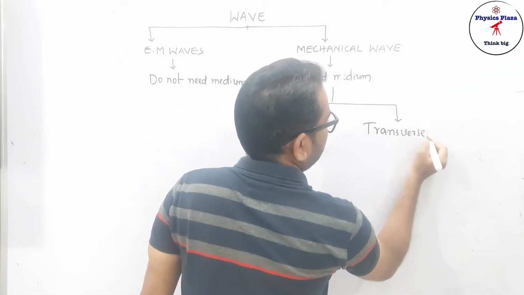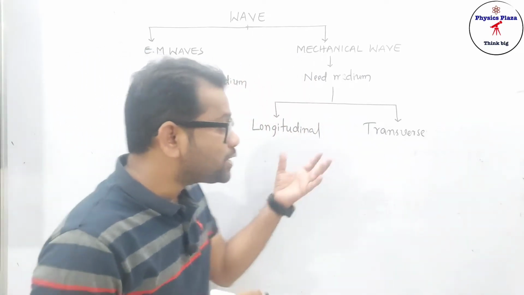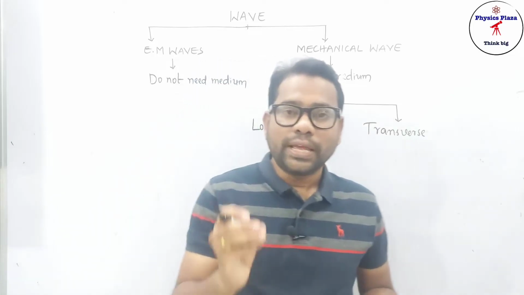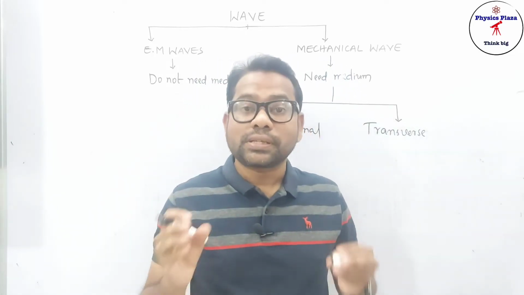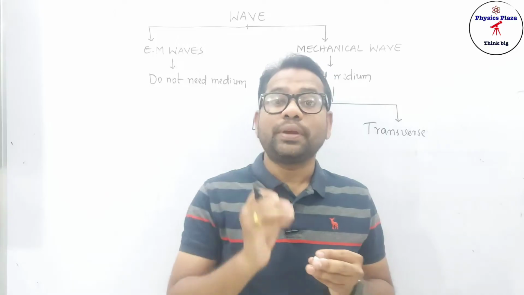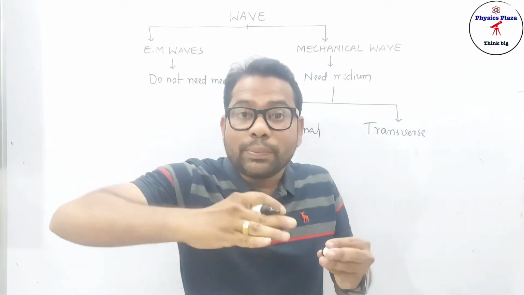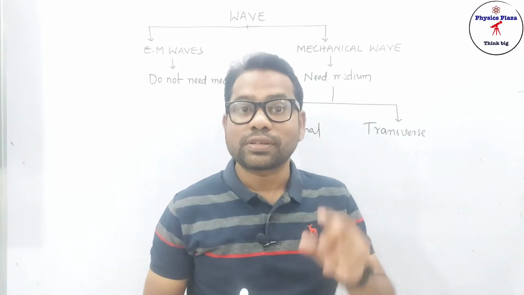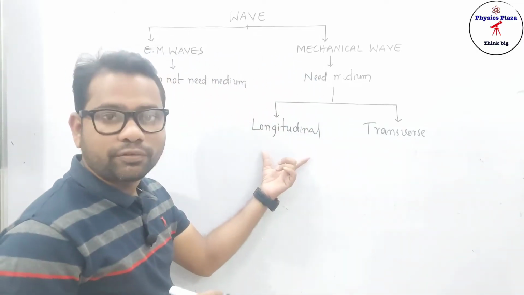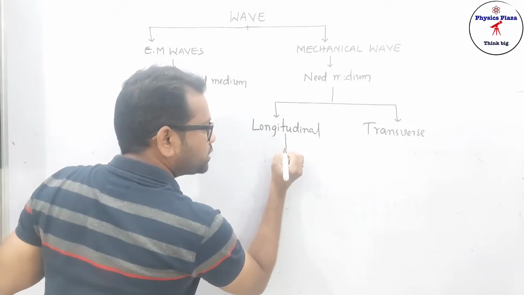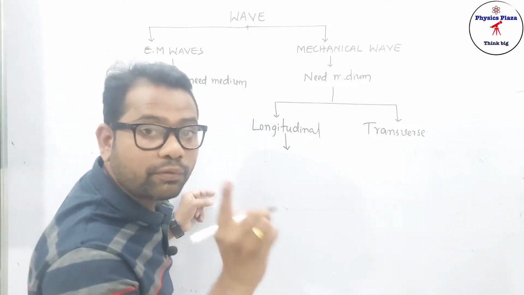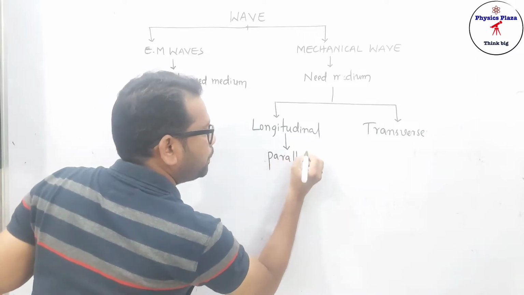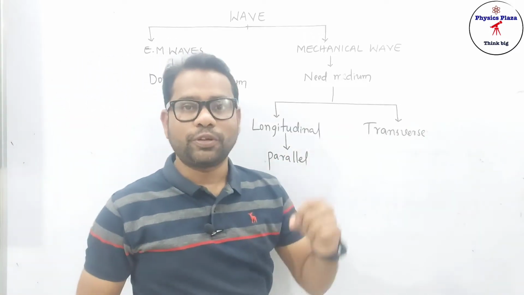They are longitudinal waves and transverse waves. It is based on how they are vibrating. Children, suppose the wave is propagating in the medium in such a way that the particles of the medium vibrate parallel to the direction of propagation of the wave. Such a wave is called a longitudinal wave. So, during the propagation of a longitudinal wave, particles of the medium vibrate parallel, very important, to the direction of propagation of the wave.